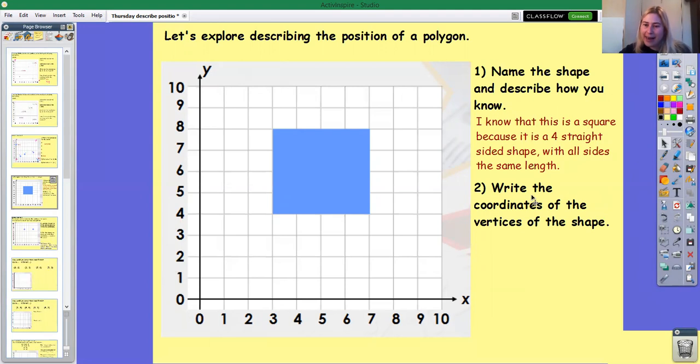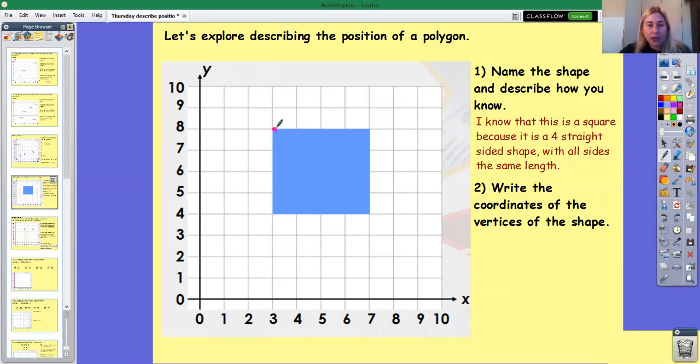Now, let's look at writing the coordinates of the vertices of the shape. So who labelled the vertices of their shape? Hopefully lots of you did, because that is the easiest way to communicate what the different coordinates are. If you just write a list of coordinates, it's really hard for somebody to work out which coordinate is for which vertex. They'd have to actually work it out each time.